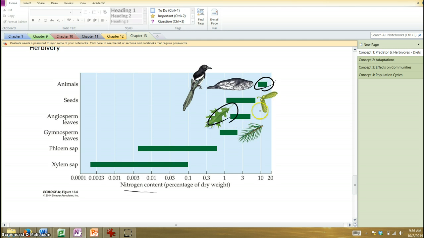Well, they mostly eat leaves and seeds, and not surprisingly, those are the parts of plants that have the most nutrient content. The needles of evergreens like pines have less so. They tend not to be eaten quite as much as the leaves of broadleaf species like oaks and hickories and maples, things like that.